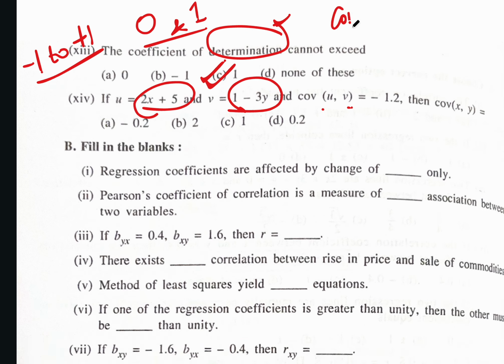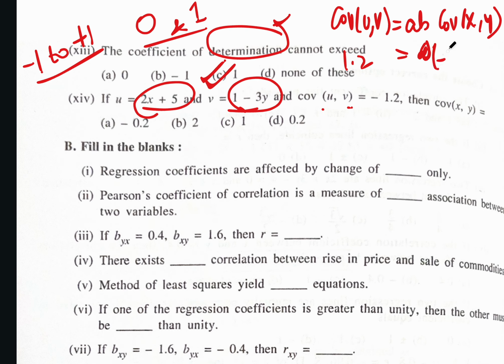So it will be covariance of uv is equal to ab covariance of xy. So here it's minus 1.2, and this is a, this is my minus 3 times 2, so it will be minus 6, covariance of xy. Therefore covariance of xy comes out to be 0.2. Yes.